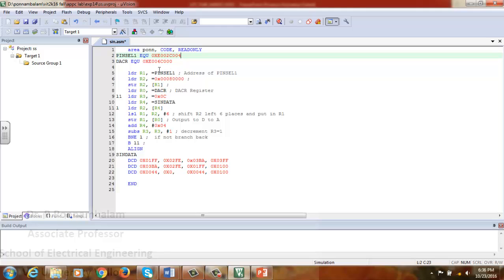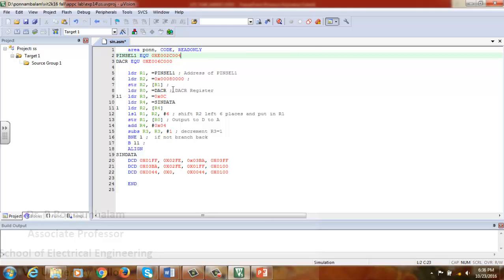So for that reason, we are putting this 8000. So STR R2, within brackets R1, puts this value into this pincel 1 register. So in these 3 instructions, we are doing a single job of activating the port P0.25 as an analog output port pin. So that is the thing that has been done.